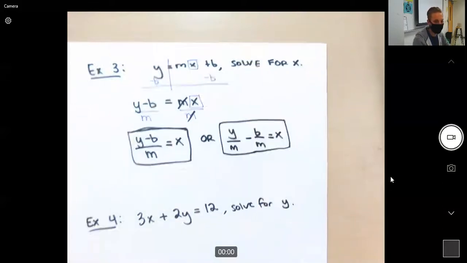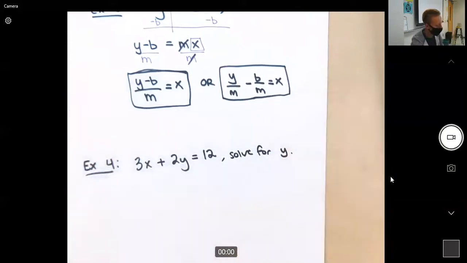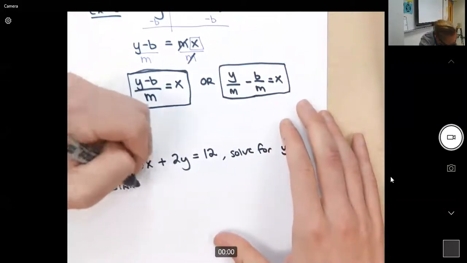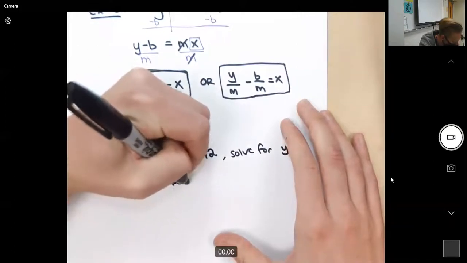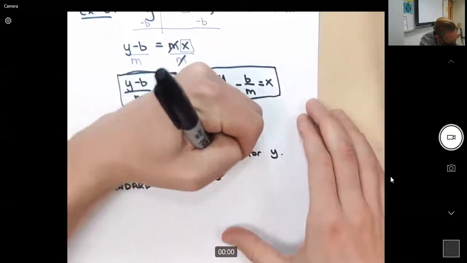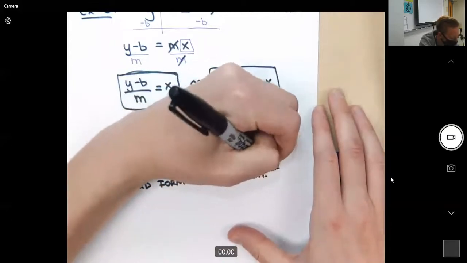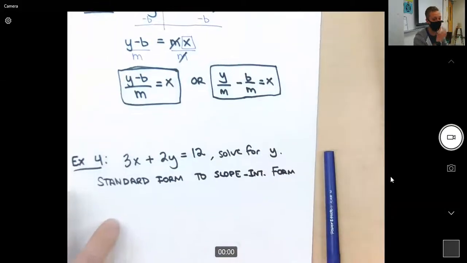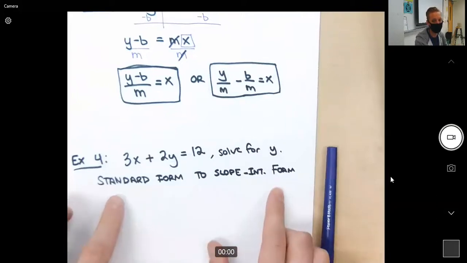Okay, and let's do this last one. This last one's most useful because what we're going to be doing here is we're actually going to be converting a linear equation from standard form to slope-intercept form. Now, if you don't know what that means yet, that's okay. Just know this is going to make a comeback in Algebra 1 later on. This is a very common thing that we take a linear equation from standard form to slope-intercept form.